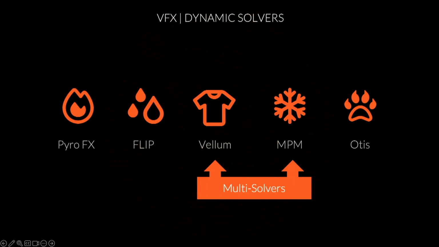So there's Pyro, which obviously is about fire and smoke, Flip, which is fluids, liquids of all kinds, Vellum, which is a really fast hair, cloth, muscle simulation software, MPM, the one that you saw in the clip just before now, that does really well with granular materials. And the latest one in Houdini 21 is Otis, which stands for Organic Tissue Solver, which we're using for muscles, but we also plan to extend to GPU-accelerated hair and cloth.